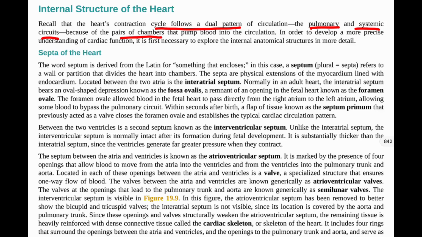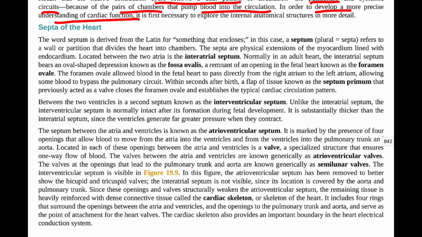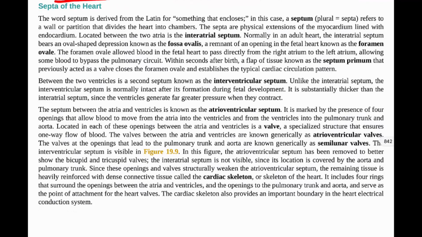So first let's take a look at the septa of the heart. The word septum is derived from something that encloses. So a septum is like a wall or something that encloses something. In this case, a septum, or if we're talking about multiples, septa, refers to a wall or a partition that divides the heart into the chambers. So we have the different septa that are going to separate those chambers. The septa are physical extensions of the myocardium that are lined with the endocardium. So it's all part of the same stuff.